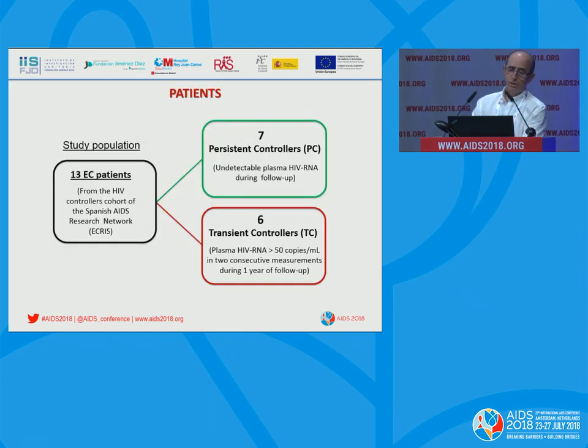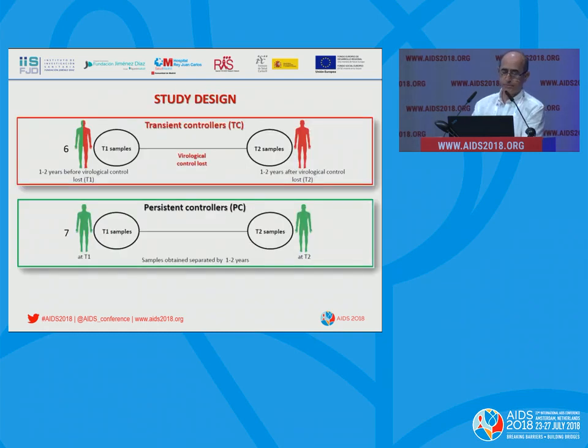For this task, we retrospectively recruited 13 elite control patients from the HIV controllers cohort of the Spanish AIDS Research Network, the ECRIS cohort. Seven of them were persistent controllers, meaning that they maintained undetectable levels of viral replication through the whole follow-up period available in the database. And 6 of them were transient controllers, meaning that they lost control at some time point during the follow-up, defined as 2 consecutive plasma HIV RNA determinations above 50 copies per ml during 1 year of follow-up.